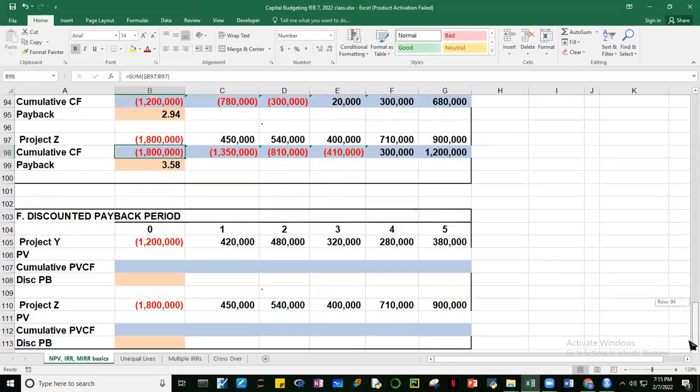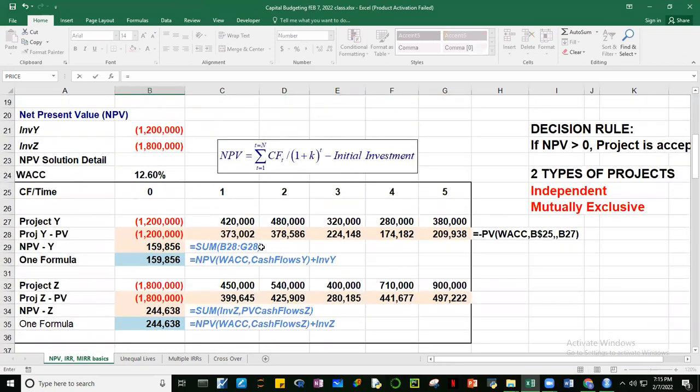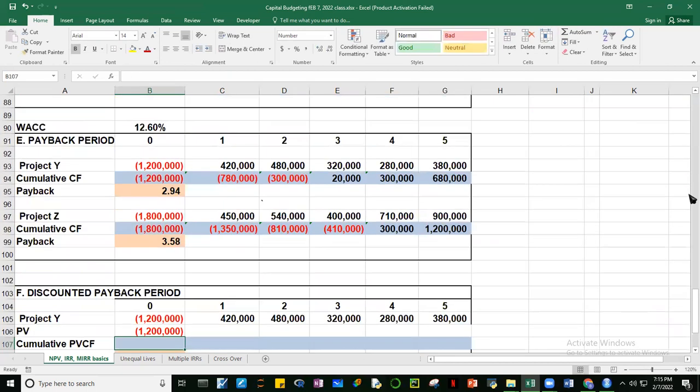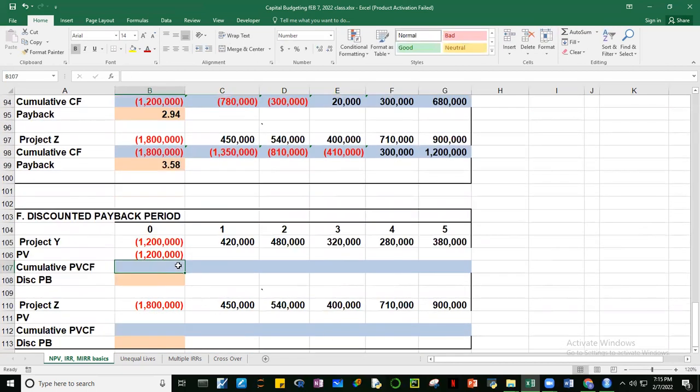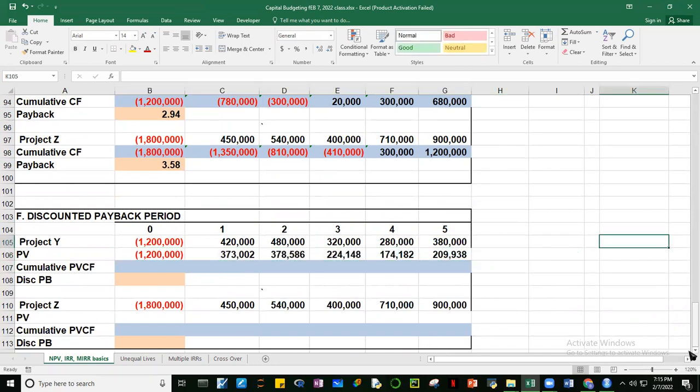Okay. Lastly, guys, itong discounted payback. So si discounted payback, ang ginagamit natin dyan, guys, is not the original cash flow, but the discounted values. So since may discounted values na tayo sa taas, diba kinuha na natin to, no? Ito, yung discounted, yung present values. I-link na lang natin doon. Link natin siya. There. Kinapi ko lang siya.